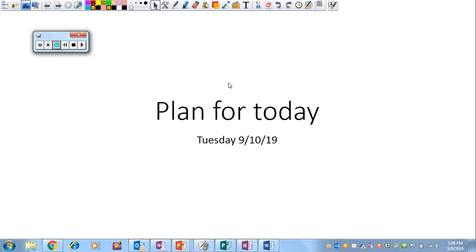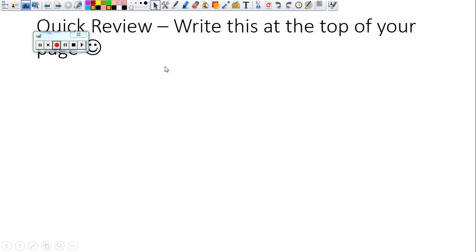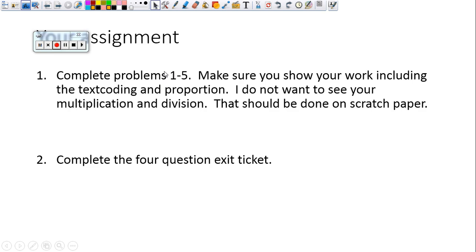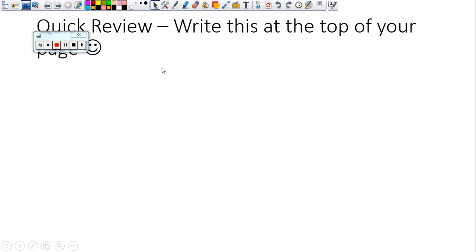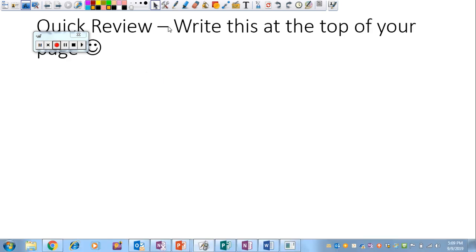So our plan for today, you have a large sheet of paper with 5 different problems on it, front and back. Each problem has several questions. When you get done with that, you are going to do the 4-question exit ticket. So, quick review. You're going to put this on the top of your paper.